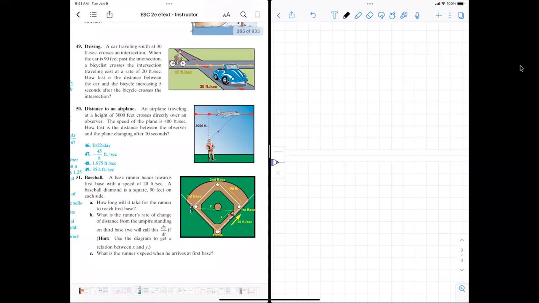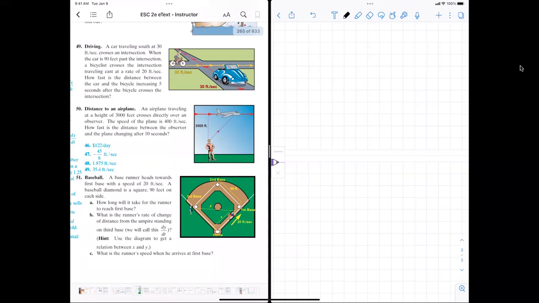The thing is, in part C, they word it as what is the runner's speed when he arrives at first base? To me, that sounds a lot like what the given information is, right? In that paragraph, it says a base runner heads towards first base with a speed of 20 feet per second. So the answer for part C is not 20 feet per second. The wording there is bad. What they're really wanting you to do is to use the formula you come up with in part B.